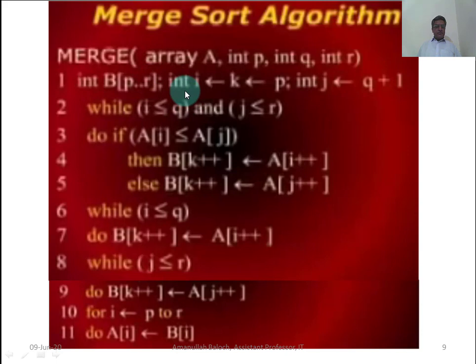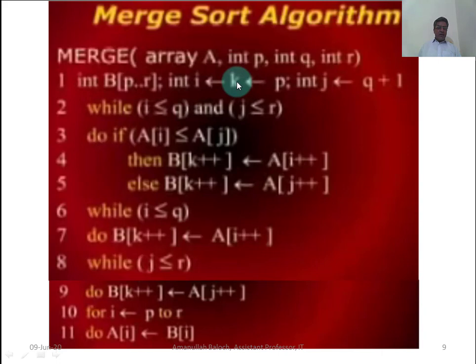The computer also reserves 3 variables, I, J and K. These are 3 loop control variables which the computer declares in this algorithm. Firstly, it declares an array of 8 elements named B, and secondly it declares I, K and J. I and K are given the value of P, P is 1, so I will be 1 and K will be 1, and J is given the value of Q plus 1. Q is 4 and 4 plus 1 is equal to 5, so J has value 5, I has value 1, K also has value 1.